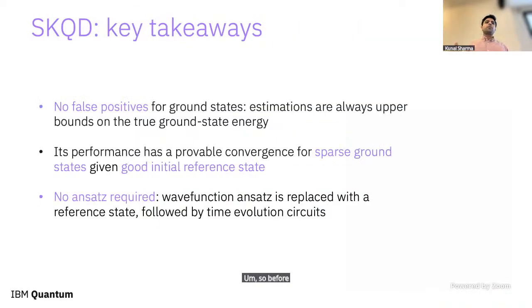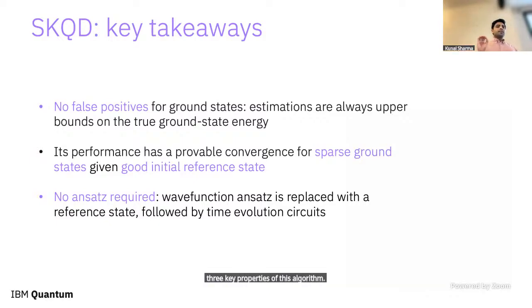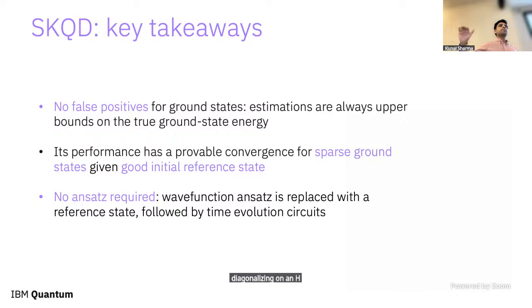So before talking about the experiments that we have done, I just want to highlight 3 key properties of this algorithm. There is no false positive. What it means is that we are getting the sample from the device, diagonalizing on an HPC. The final output is a well-defined wave function, right? Because I just took 10 million bit strings. I'm representing my wave function in that subspace. It's a well-defined wave function.